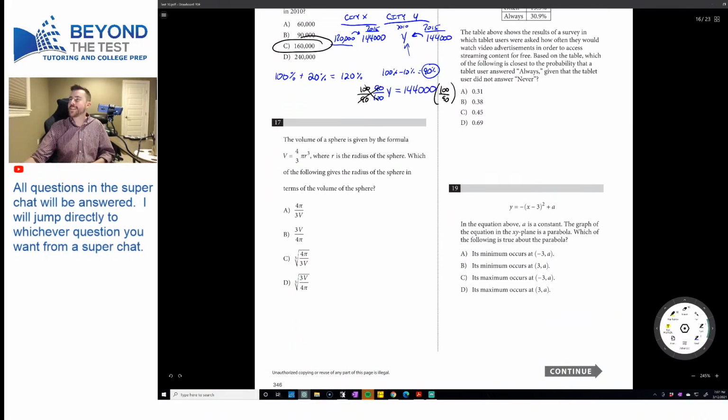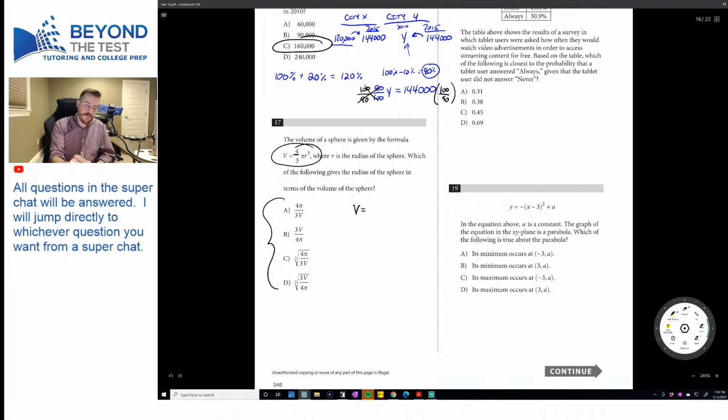So then let's take a look at number 17 here. For number 17, it says the volume of a sphere is given by this formula, V equals 4/3 pi r cubed, where r is the radius of the sphere. So we want to know which of the following gives the radius of the sphere in terms of the volume of the sphere. Another thing you can do for this problem, if you get stuck on something like this, is substitute in values that make the equation true. So you could choose a value for r, put it in, and get what that V value is, and then just see which equation works. But this is a little bit easier if you do know how to rearrange this.